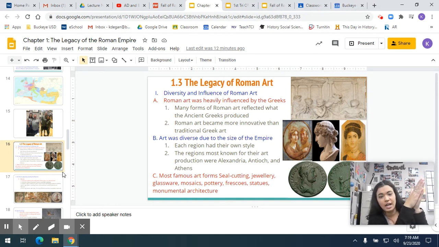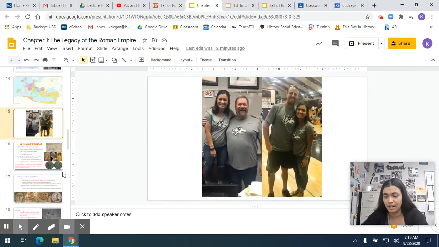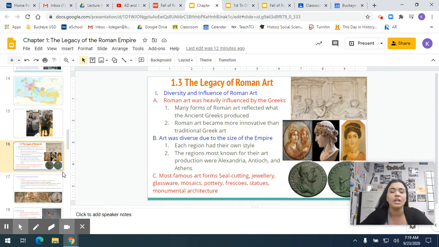Now we know that the Roman Empire was quite large, so we can look at the extent of the Roman Empire. The art was heavily influenced by the Greeks, and you know this, a lot of Roman culture comes from Greece, okay? And many forms of Roman art reflected what the ancient Greeks produced. Here you have some examples of that. You have some coinage, we have some frescoes, a bust.